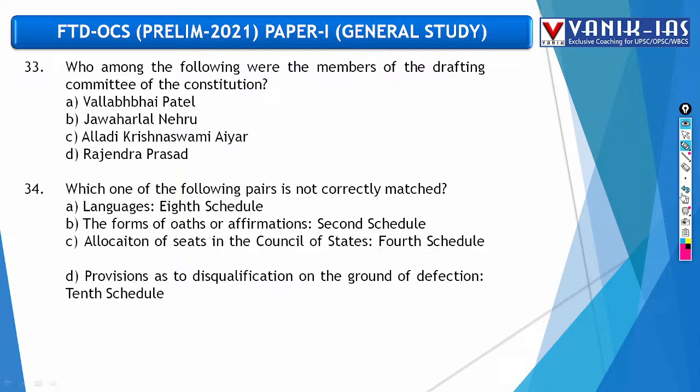Which of the following were the members of the drafting committee of the Constitution? Who was the chairman of the drafting committee? The chairman was Ambedkar. Alladi Krishnaswamy Iyer was a member of the drafting committee of the Constitution. Right?